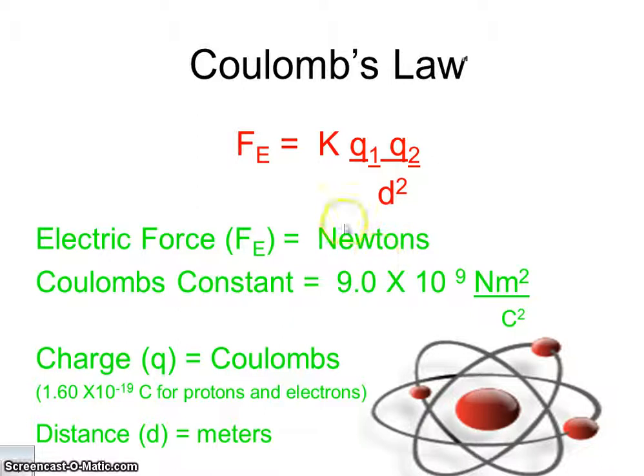And you can see down here the units. It's going to be in newtons. And look at the unit over here: newton meter squared per coulomb squared, so that everything cancels out except for the newton when you multiply by these things. And this one is 9.0 times 10 to the 9th. Charge is in coulombs. 1.60 times 10 to the negative 19th coulombs is for protons and electrons, and your distance is going to be in meters.